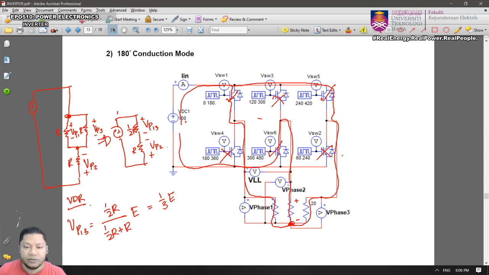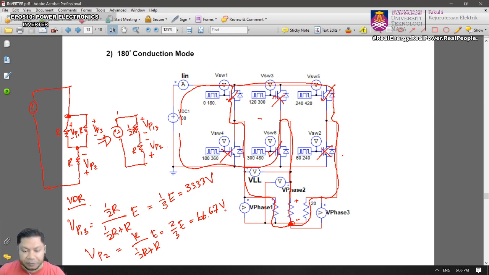Okay, so in this case, if you have 100 volt, then that will be 33.33. Okay, 33.33. So for V phase 2, it becomes R over half R plus R, times E. So if you solve this, you get 2 over 3 E, and it becomes 66.67 volt across phase 2.